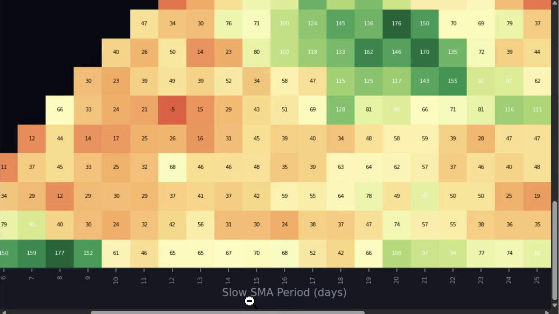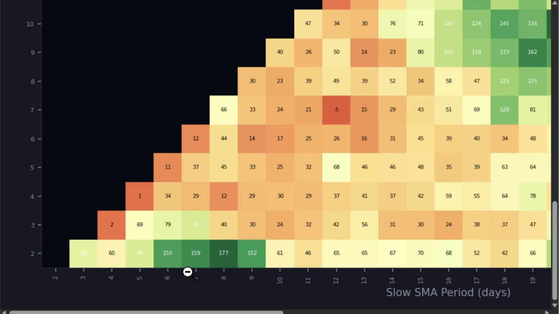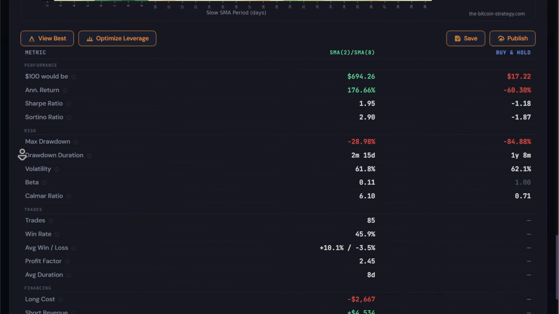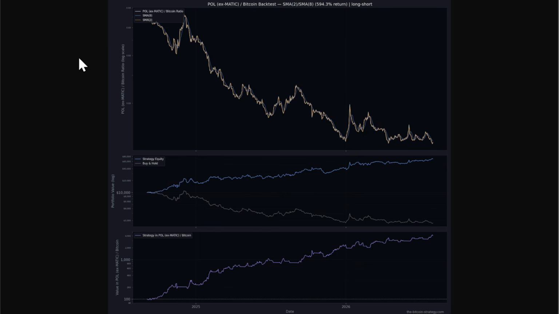So we've got a slow moving average over here, we've got a fast moving average over here, and the best combination is the 2-day plus 8-day simple moving average. It produced a performance of 176% per annum versus buying and holding that only gave us an annualized loss of 60%. That's then how that looks like over time, right? So we've got the Polygon price at the top, we've got the portfolio value measured in US dollars in the middle, and we've got the portfolio value measured in POL tokens at the bottom.